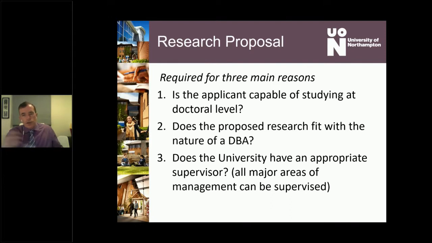Now they can supervise in all the major areas of business and management, but don't make your proposal very narrow. Don't make it very technical. So there may not simply be somebody there who can supervise you. Keep it fairly general at this stage.